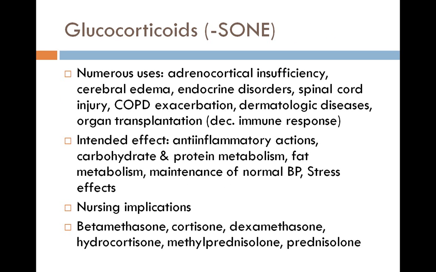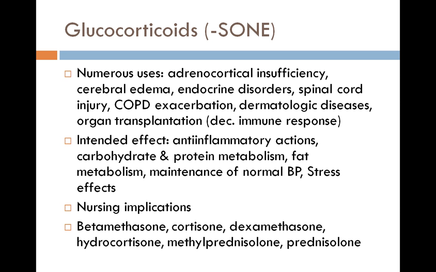Glucocorticoids, these medications, they have numerous uses, and I've just listed some of them up here for you. Adrenocortical insufficiency, cerebral edema, COPD exacerbation, dermatological diseases, patients that are having organ transplantation, we can use glucocorticoids to decrease the immune response. And we want to decrease the immune response because we want to stop the immune system from attacking the new organ, because the body may see it as being foreign.